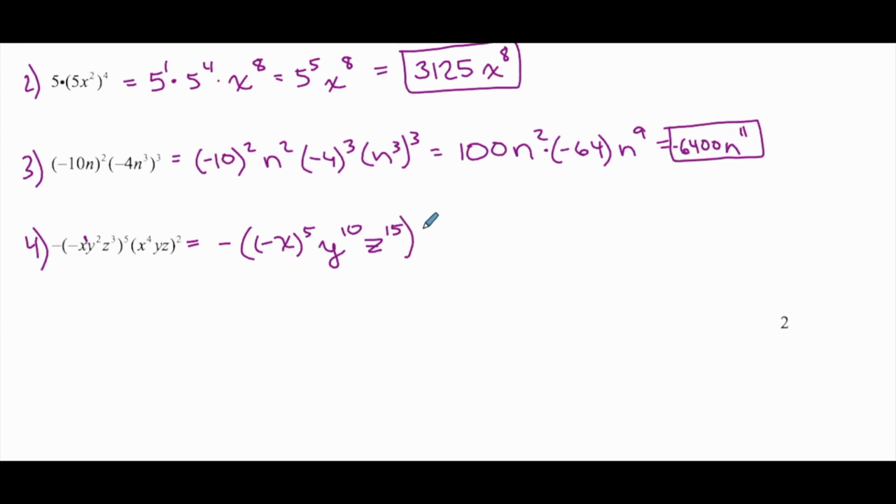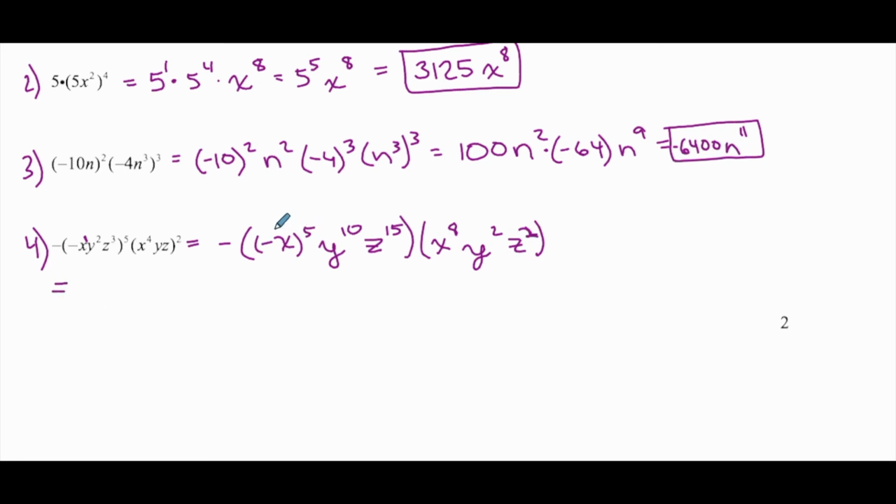Take a little break there. The next one, I'm raising this to the 2nd power. I have x to the 4th squared, so that's x to the 8th, y squared, z squared. Since it's all multiplied, I don't really need the parentheses.